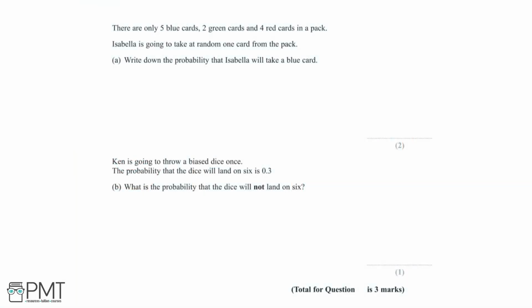In this question, we're told that there are only 5 blue cards, 2 green cards, and 4 red cards in a pack. Isabella is going to take at random 1 card from the pack. And in part A, we need to write down the probability that Isabella will take a blue card. Let's start by finding the total number of cards.